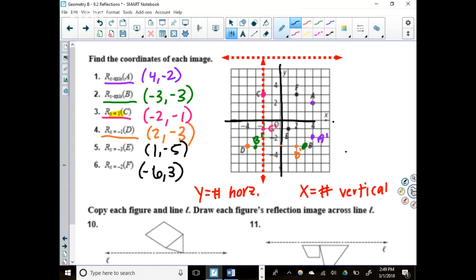-6. Y equals -3. You went up 1, 2. You go down 1, 2.